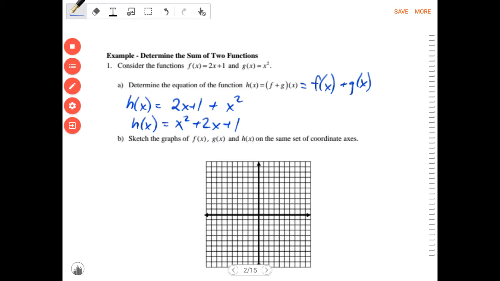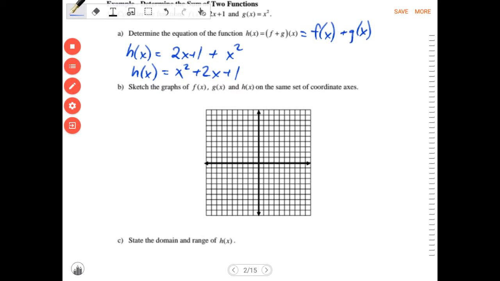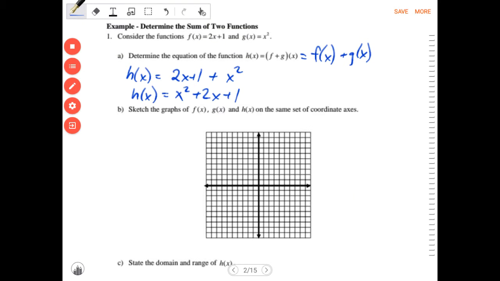For B, sketch the graphs of f of x, g of x, and h of x on the same set of coordinate axes. So it's the same graph. The first one, f of x, is 2x plus 1. Remember, that graph is linear and it has a y-intercept at plus 1, and the slope of 2. So we go 2 up, 1 right, 2 up, 1 right, or 2 down, 1 left.